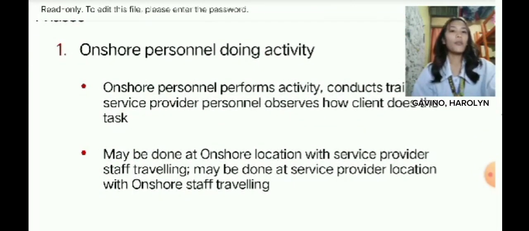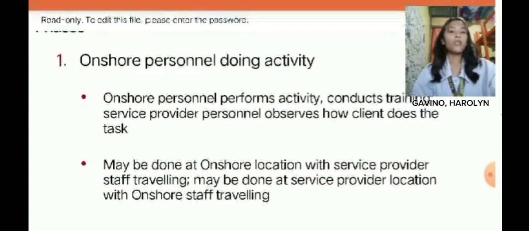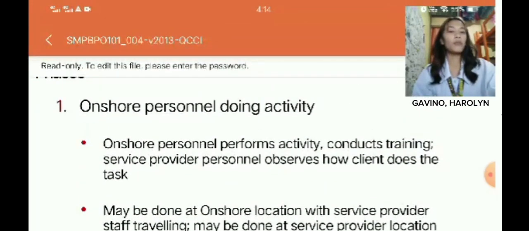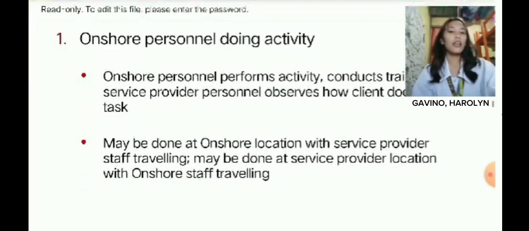Onshore personnel perform the activity, conduct training, and the service provider personnel observe how the client does the task. Another option may be done at the onshore location with the service provider staff traveling, or at the service provider location with onshore staff traveling.